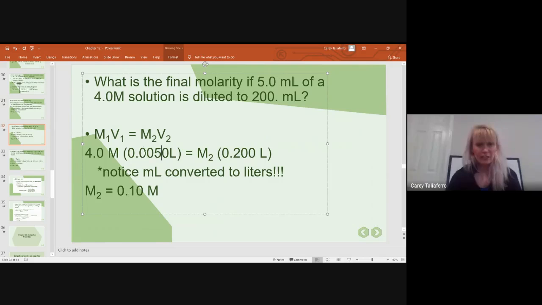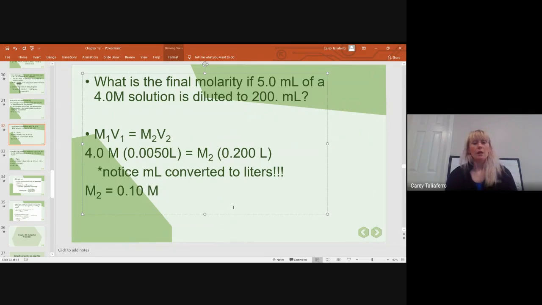So I've done that conversion. My initial molarity is 4. My initial volume is 5 milliliters or 0.005 liters. I'm searching for that new molarity once I increase that volume. What this means is I'm increasing the volume to a total of 200 milliliters. So what I'm really doing is adding 195 milliliters to this 5 milliliters. And again, I have to convert 200 milliliters to liters. So I did that here by dividing by 1,000 to get 0.200 liters.